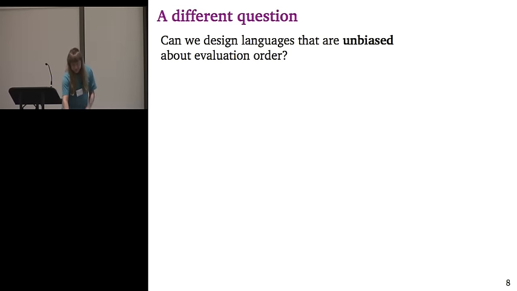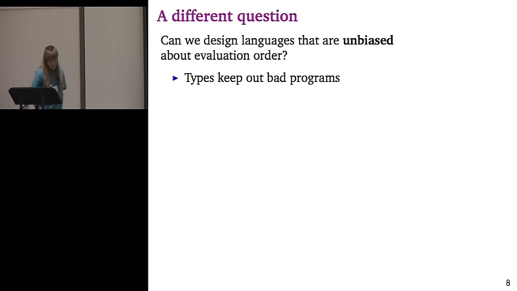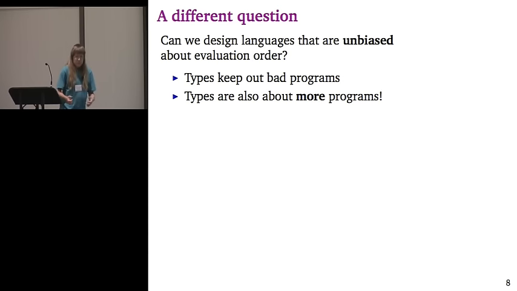So what I'm trying to do is design a language that is unbiased about evaluation order. And the story that I've told many times in the past, my entire time as a grad student, is you want typing so you can keep out the bad programs. But you can also use types to give you more programs, or more elaborations of a single program.